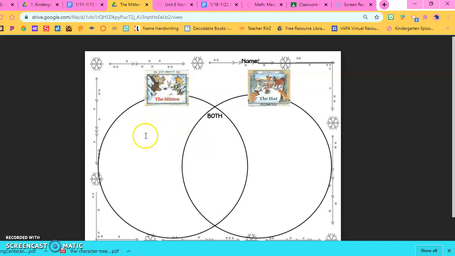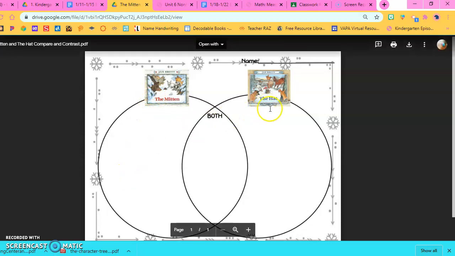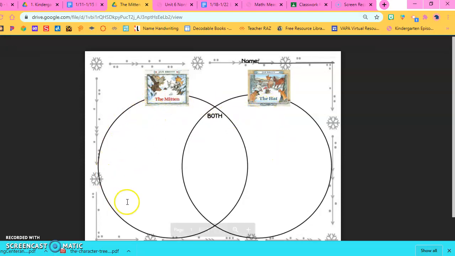But what happened only in The Mitten that did not happen in The Hat goes over here. So if there was a character that was only in The Mitten and not in The Hat, you would draw or write that character over here on this side of the circle. If there was a character that was in The Hat only and not in The Mitten, those characters go over here on this circle.